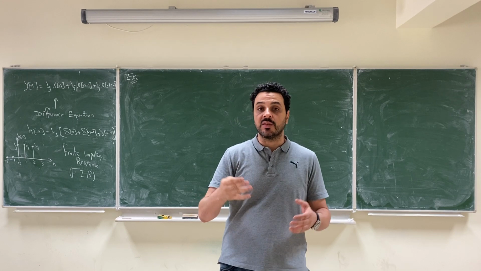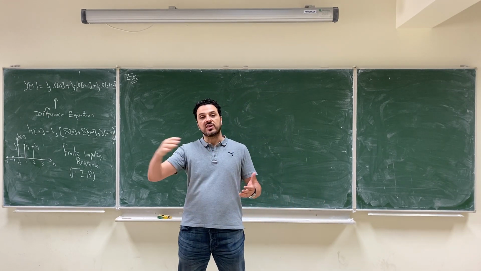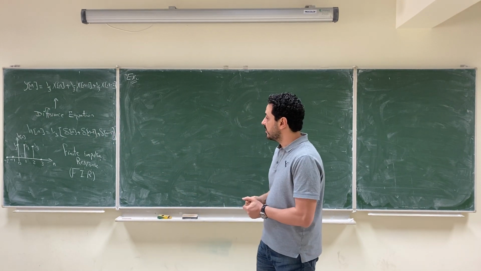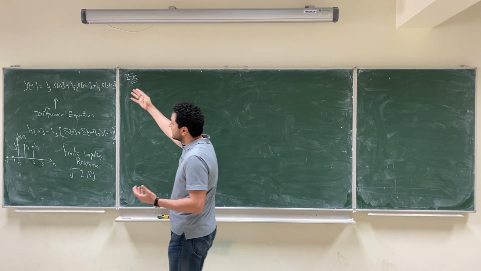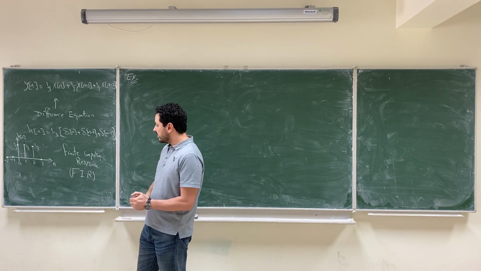We'll see later that we have something called infinite impulse response, where h of n actually has an infinite number of samples. So this is finite impulse response. These are just definitions. This is an example of a difference equation, and this is an example of a finite impulse response.